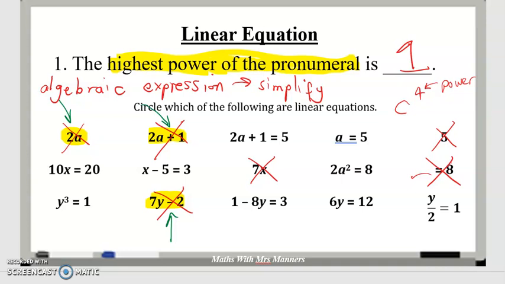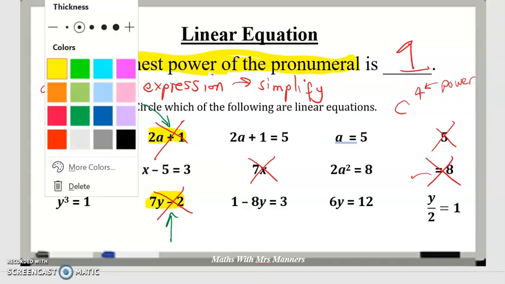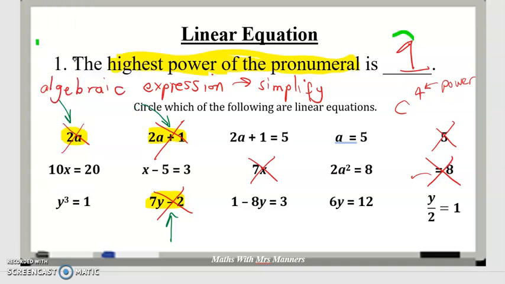I've got all the equations because everything that's left has a left-hand side and a right-hand side joined by an equal sign. So what I'm going to look for now is the highest power in the equation has to be 1. So I'm going to cross out any that has a power higher than 1. Here's one. There's a power of 3. That's not linear. Here's one with a power of 2. That's definitely not linear. So I'll cross that out. That's actually called a quadratic equation because it has a power of 2.